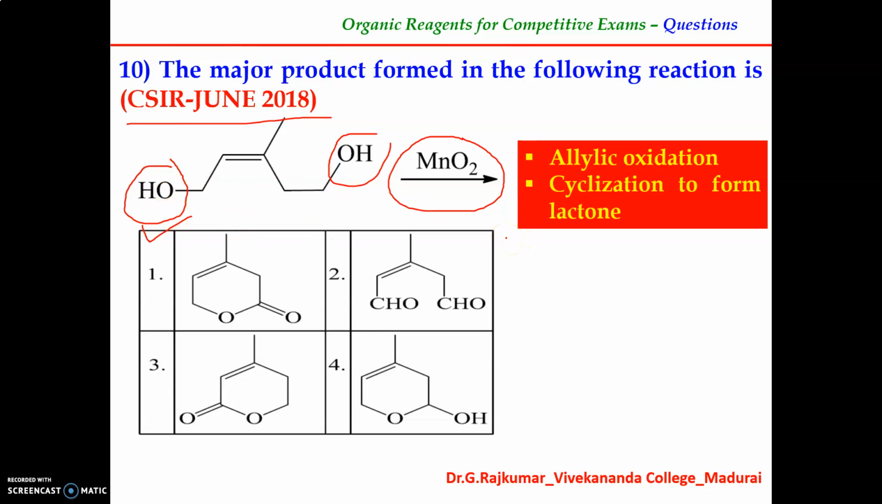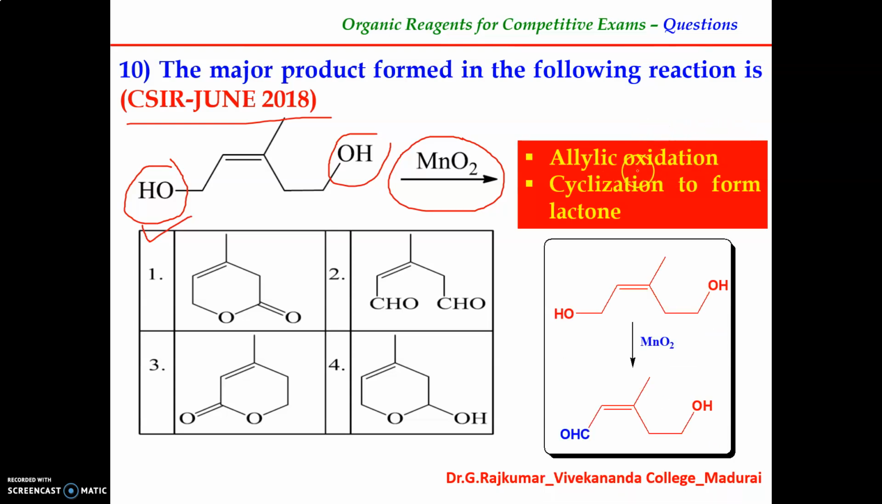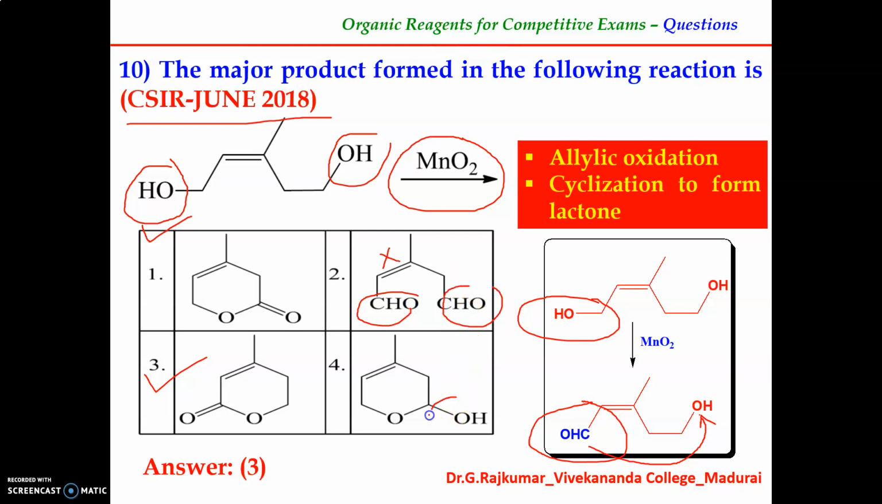There is a cyclization to form a lactone. This is the first step: this allylic OH is oxidized into CHO, and cyclization takes place with the hydroxyl group, and you get a lactone as the product. Here option 3 is the correct one. Option 2 is not correct because both hydroxyl groups are oxidized to give CHO, and here a hydroxyl group is there. You may be confused with options 1 and 3.